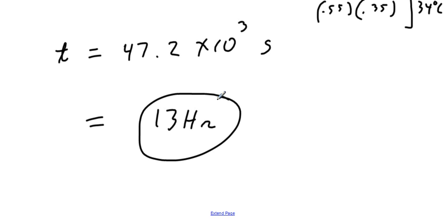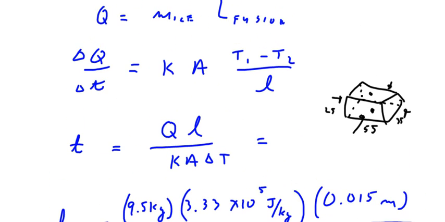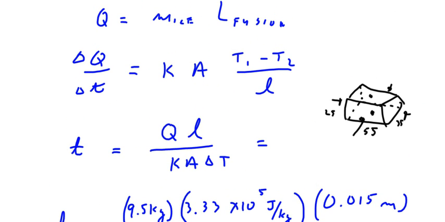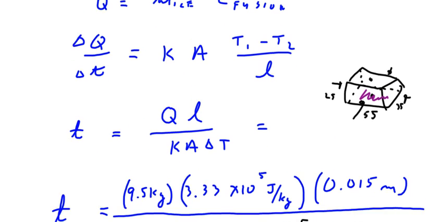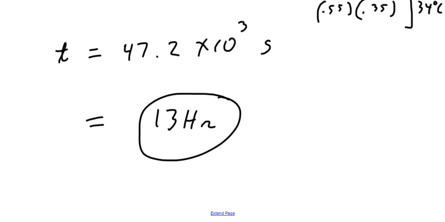And that's assuming that we're not losing heat off the bottom of the box. If we're losing heat out of the bottom of the box, then it would be less time than that. So I'm assuming that I'm not losing heat off the bottom, which is probably a bad assumption, but it's the best assumption I have.